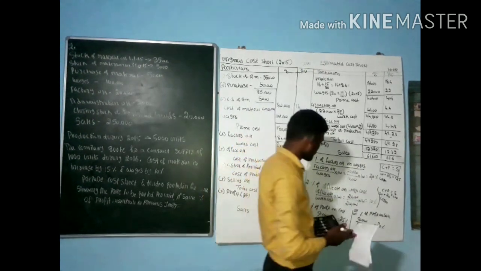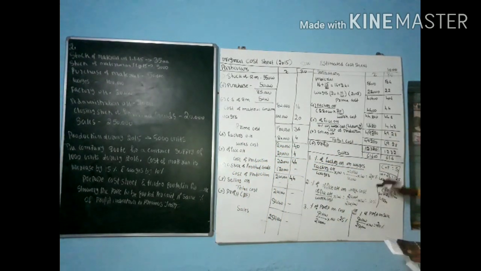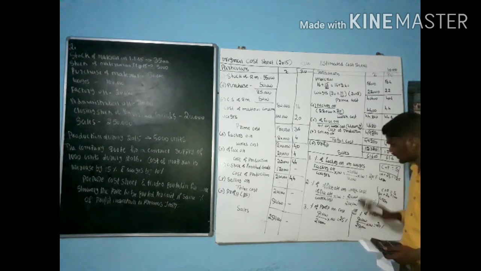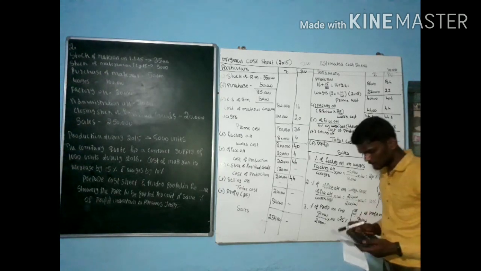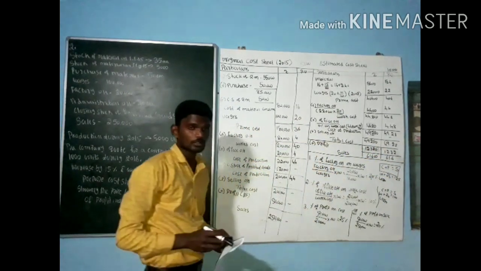Either you can calculate profit on cost or profit on sale, we get the same answer, but apply this formula. Whatever is given, if it is profit on cost, take cost as 100%. If it is profit on sale, take sales as 100%. Then go for cross multiplication and we will get the answer. This is the method we apply for the estimated cost sheet.